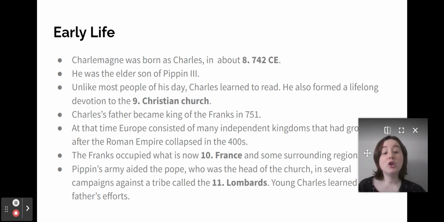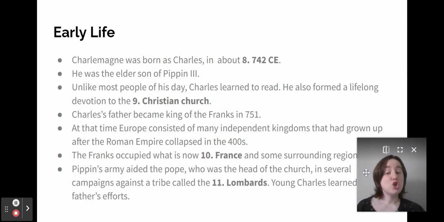So, early life of Charlemagne. Charlemagne was born as Charles in about 742 CE. He was the elder son of Pippin III. Unlike most people of his day, Charles learned to read. He also formed a lifelong devotion to the Christian church. Charles's father became king of the Franks in 751.